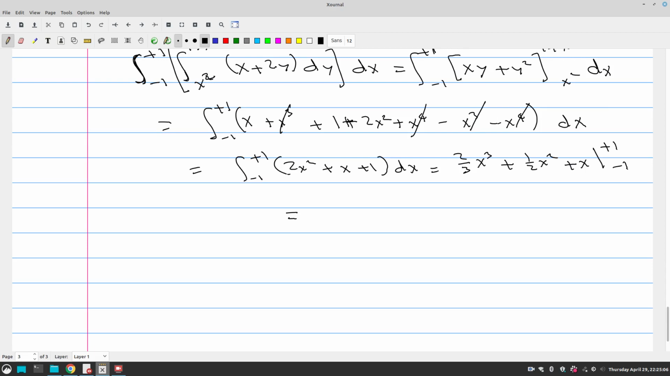So you end up with, so the even part of the function, this is the even part of the function, it cancels out, and the odd part, you have... sorry, let's work this out. So 1 cubed plus half 1 squared plus 1, minus 2 over 3 plus half minus 1, right?